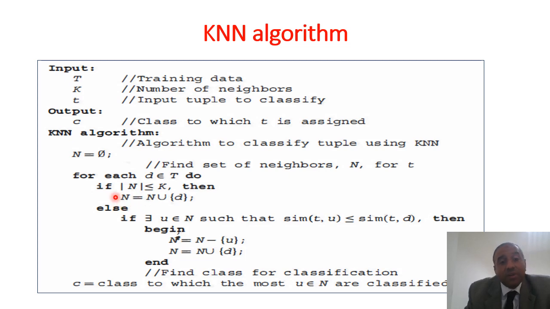If not, meaning the number of elements in N is greater than the specified number of neighbors, then we find any tuple U belonging to this set such that the similarity of T to U is less than or equal to the similarity of T to D. Here the similarity refers to the distance. If the distance is small, then the similarity is large. Then we remove this element U from the set and put D instead. After ending the loop to obtain the set of neighbors, we assign T to the class which has the most members in the set.